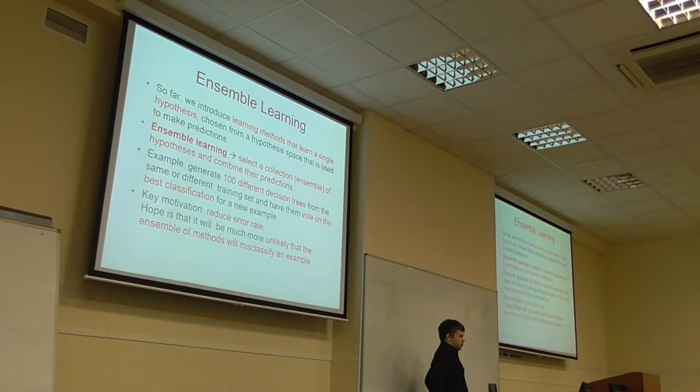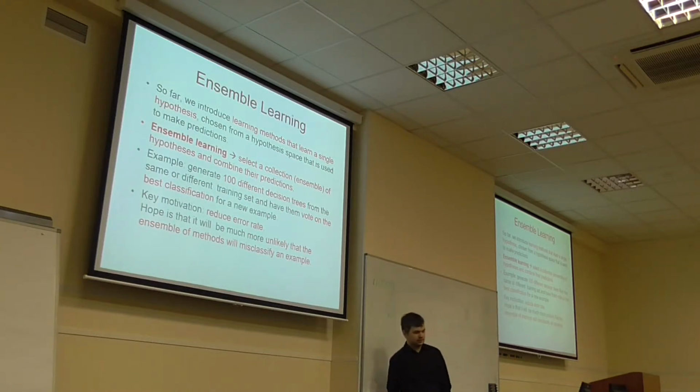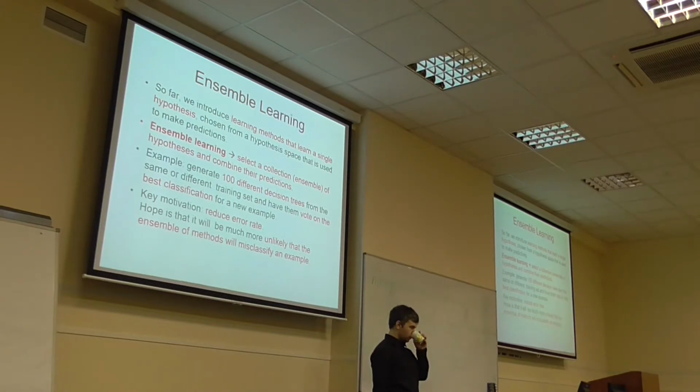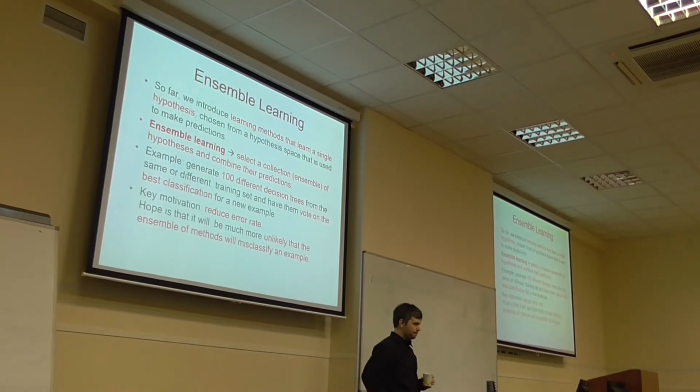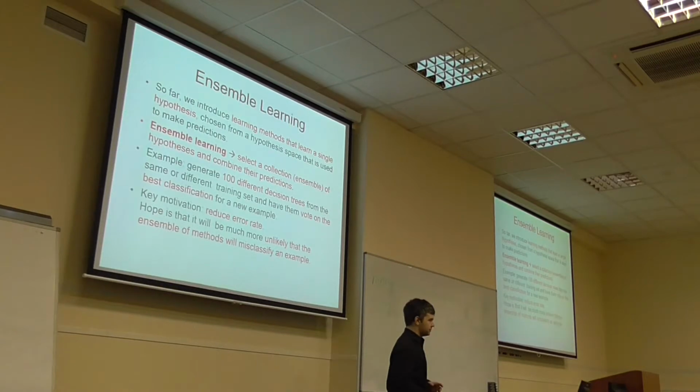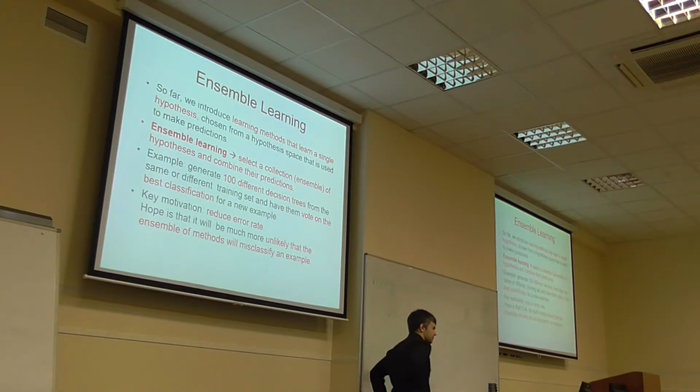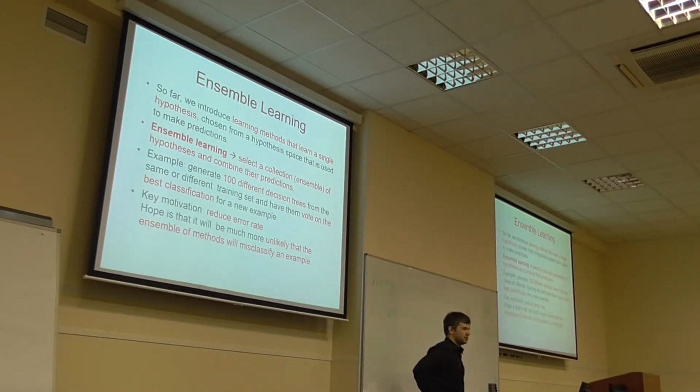So, for example, we can generate 100 different decision trees from the same or different training sets, and then we can make a vote between the decision trees. So, what do you think is better, to generate from the same training set or from different training sets, in terms of voting? No, of course, from different, right? Because if you generate from the same, then the decision trees will be similar with similar results and nothing to vote on.